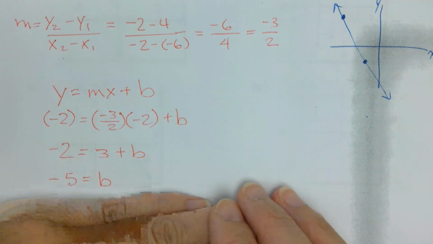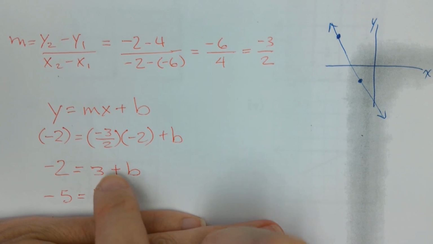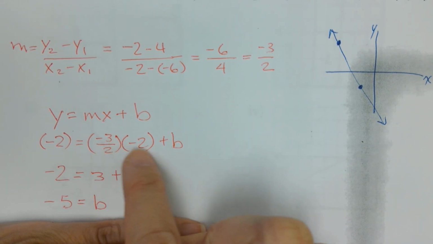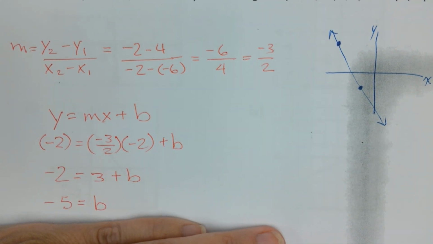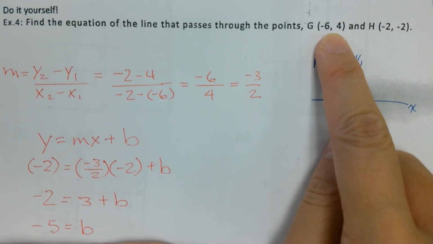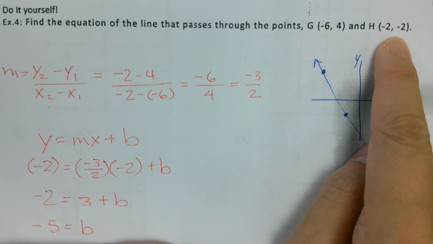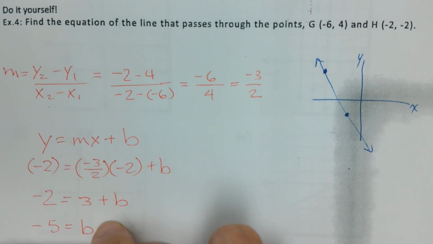Negative 5, not negative 1, not positive 1. I know that's a mistake. It's a little trick. Okay. How many of you use this point, -6, 4? Okay, how many of you use this point? Those of you who used this, did you get the same answer? You should. Okay, so that's another way you can check.